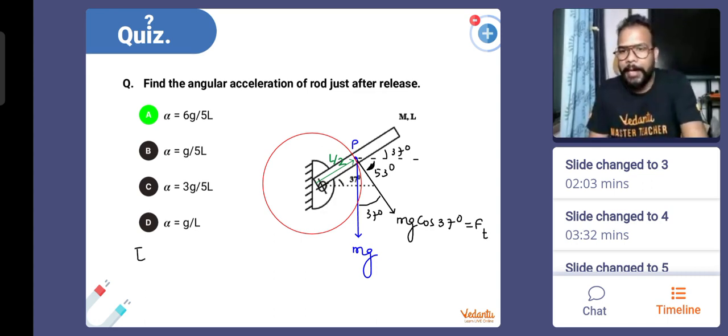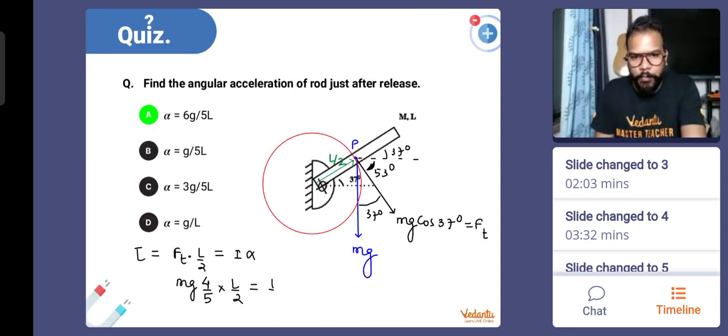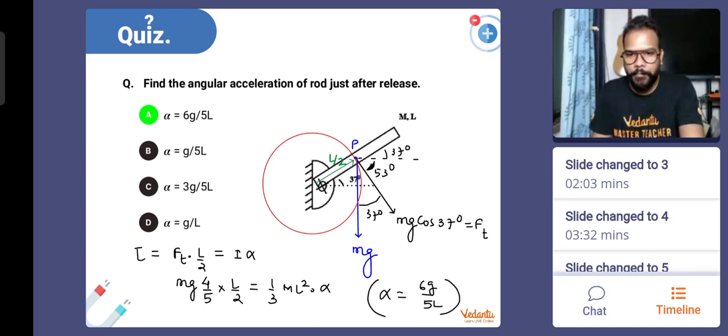Can I now say this is the tangential component of the force acting at a distance L by 2? So now I can directly write down the torque. So torque will be equal to mg, rather Ft acting at a distance L by 2 will be equal to I alpha. So tangential component of the force is mg cos 37 degree, ka value is 4 by 5, L by 2, moment of inertia 1 by 3 ML square, and alpha. Simplify, you'll get the value of alpha as 6g by 5L. Simplification part I'm leaving for you guys now from here. ठीक है?